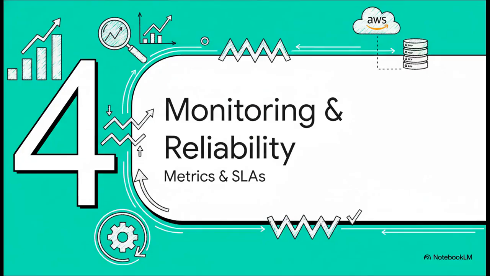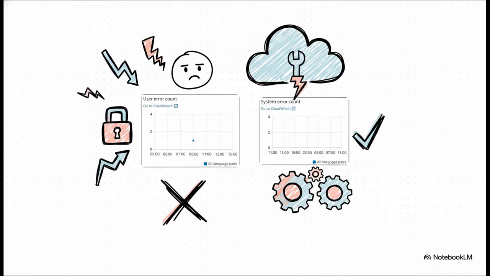Okay, your application is designed, it's secure, it's cost-effective, and it's live. But our job as an architect is never truly done. Now we have to think about operations. How do we monitor performance? And how do we know if the service is reliable? The great thing is, Amazon Translate integrates directly with CloudWatch, giving you a bunch of useful metrics.